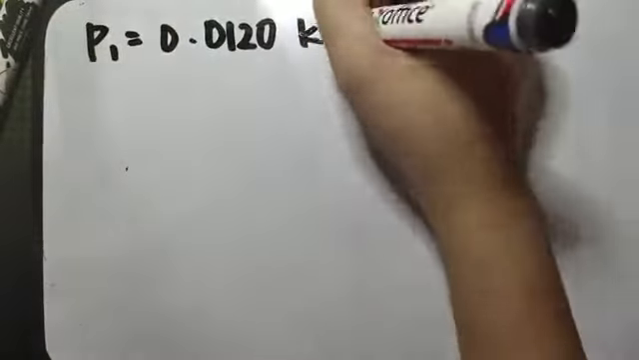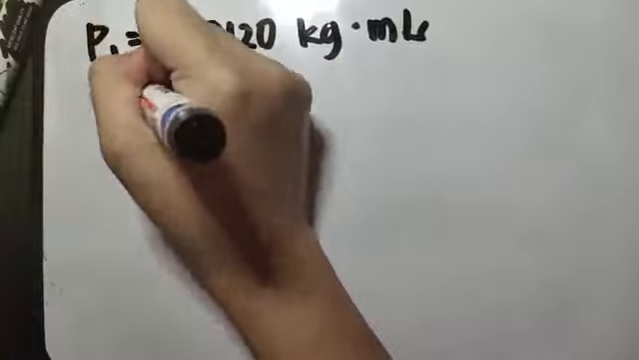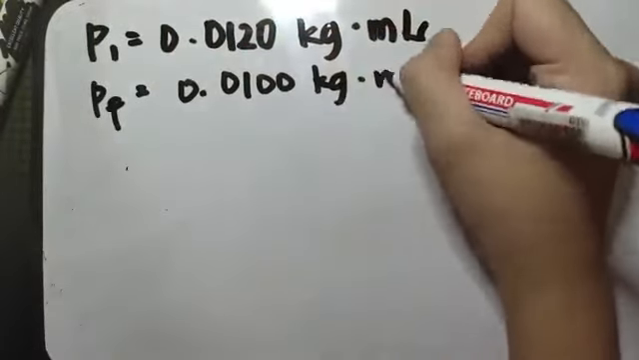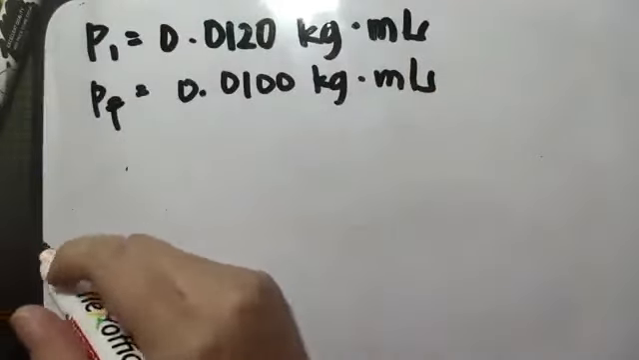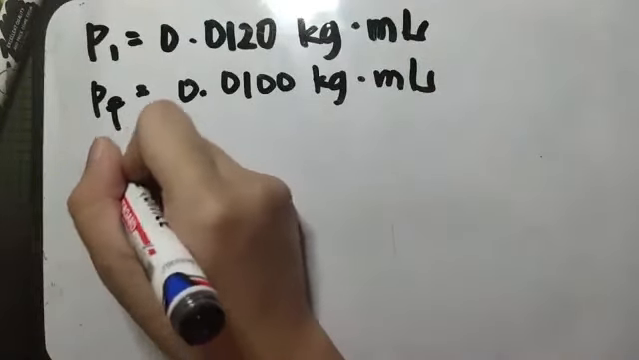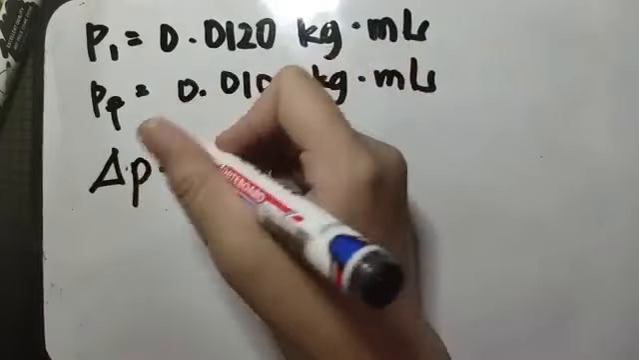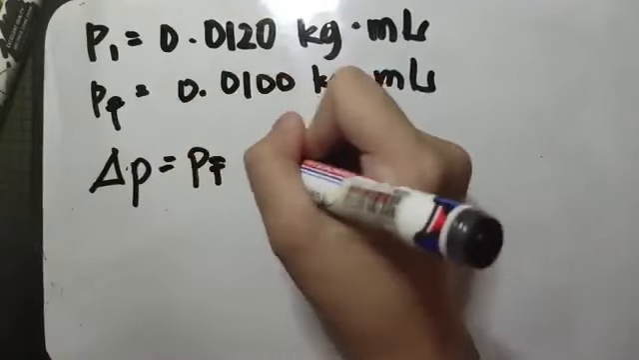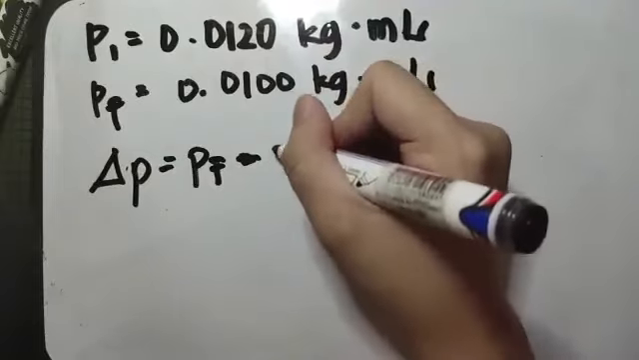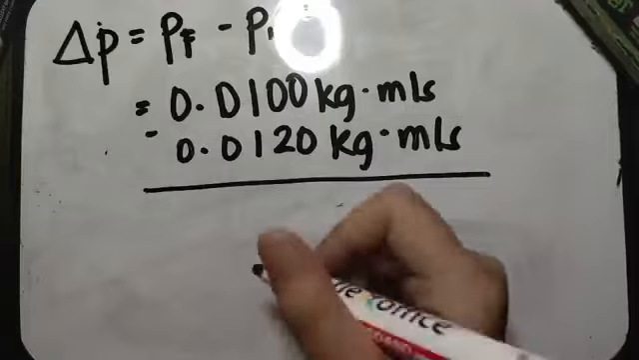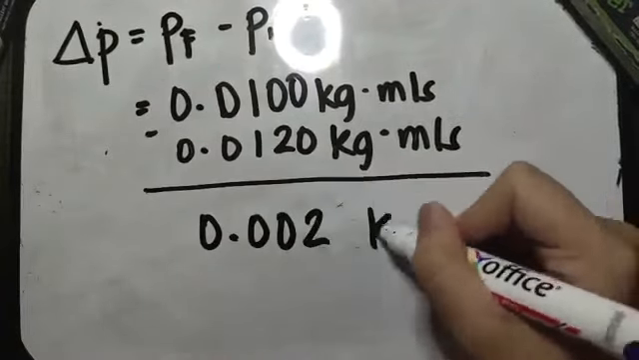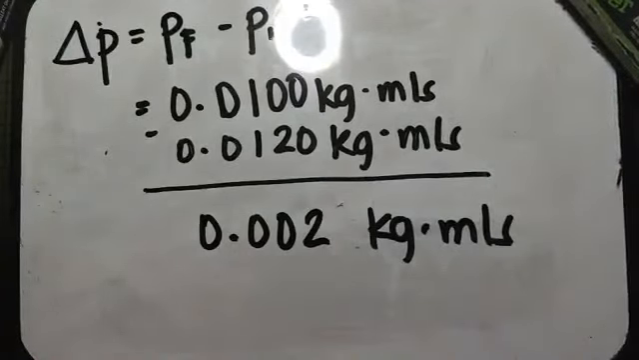For example, we have an initial momentum of 0.0120 kg meter per second and a final momentum of 0.0100 kg meter per second. To get the change in momentum, I'm going to use the formula delta P equals final momentum minus initial momentum. Just get the difference between the two and you will get 0.002 kg meter per second. And that's how you get the change in momentum.